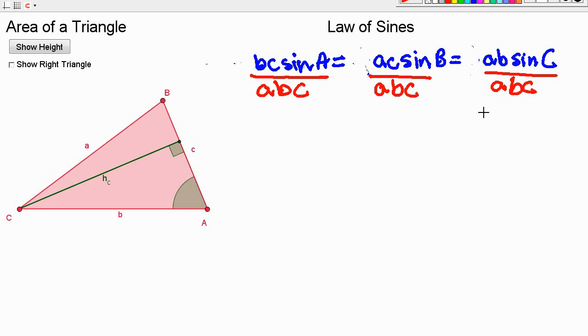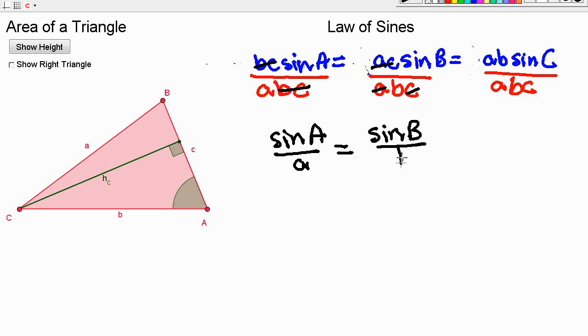The funny thing is, if I do all three of them, I actually get the law of sines, because when you eliminate B and C here, you get sine of A is to A. If you eliminate the A and C from these, you get sine of B is to B. If you eliminate A and B from here, sine of C is to C. And that is the law of sines.